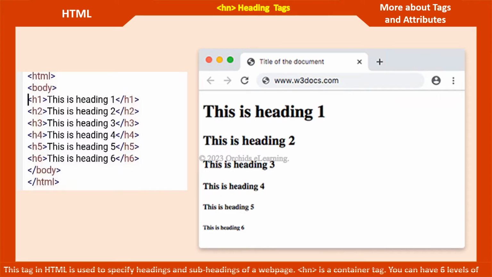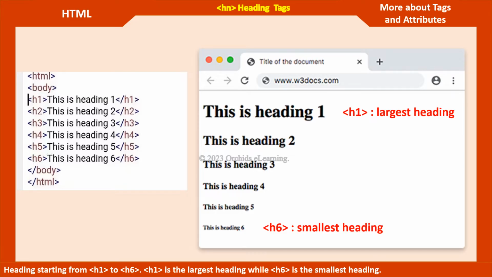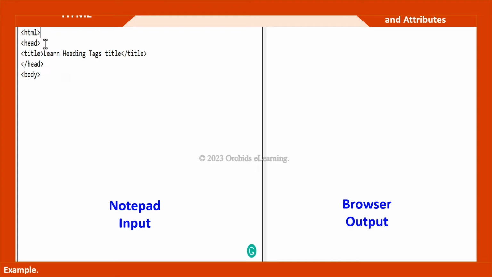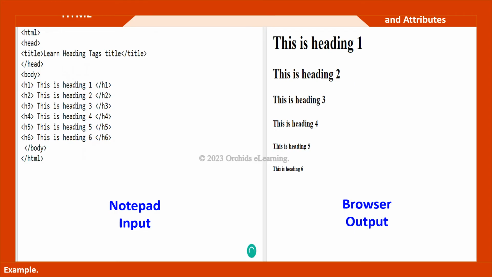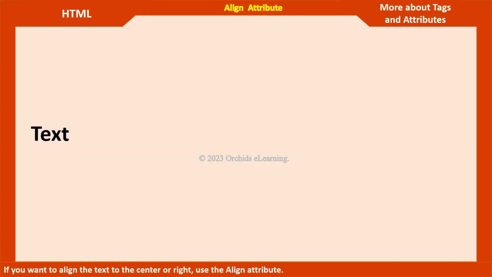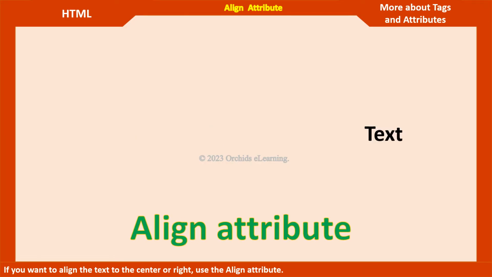Heading tags: this tag in HTML is used to specify headings and subheadings of a web page. Hn is a container tag. You can have 6 levels of heading starting from H1 to H6. H1 is the largest heading, while H6 is the smallest heading. Look at the example of heading tags. If you want to align the text to the center or right, use the align attribute.